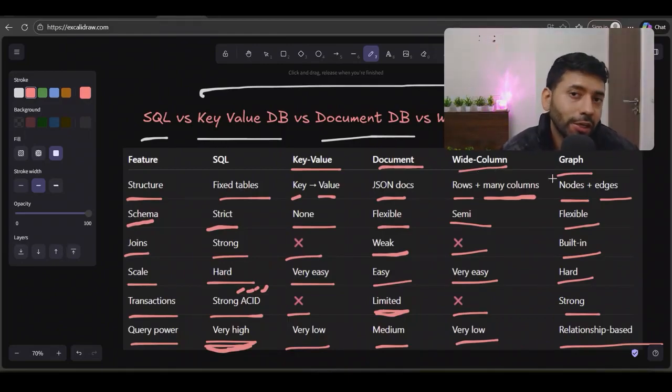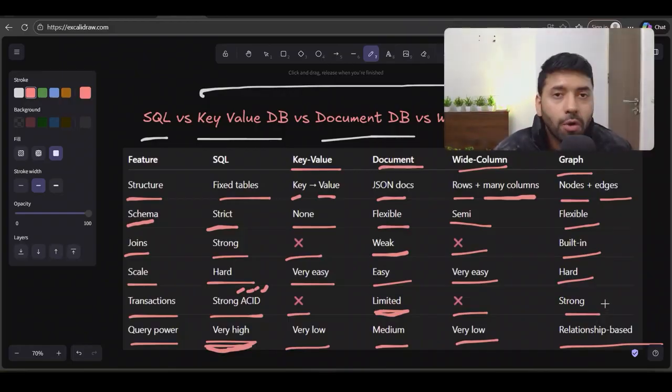Next, the last category of NoSQL database is the graph database. It is known for being relationship based. So mostly if you talk about social networks, like friends of friends, or connections to connections to connections, first level, second level, third level. So if you have deep relationships, graph database is used for that. So you can clearly see this is SQL, and these are the types of NoSQL database.